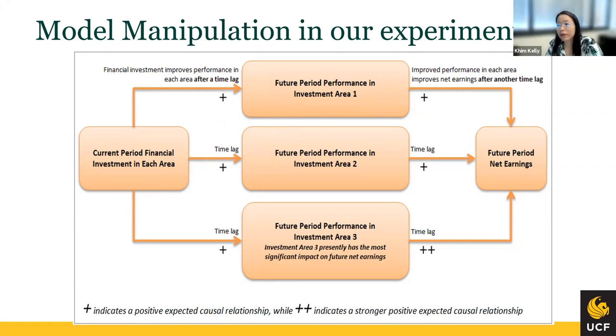I think I know where you're going with this, Chelsea. You may, but all I can see here is that, to summarize your causal model, you learn about time lags and you learn about the response coefficient on investment area three. So that is a very confused way of presenting that information.